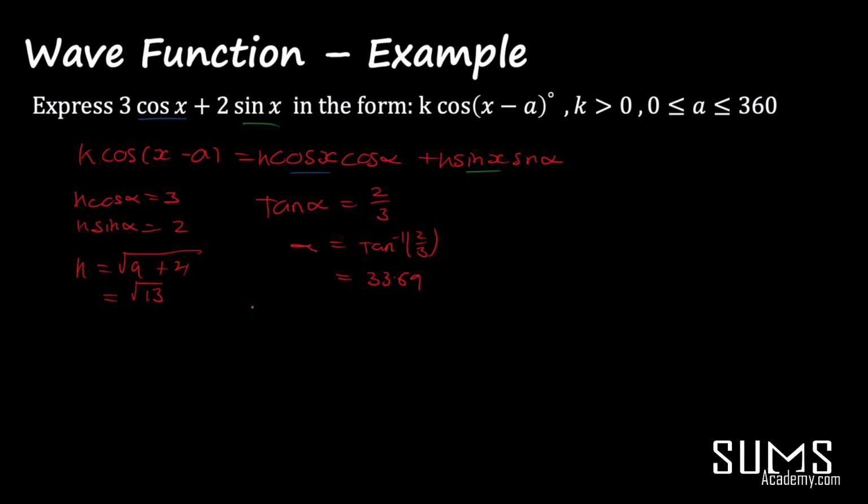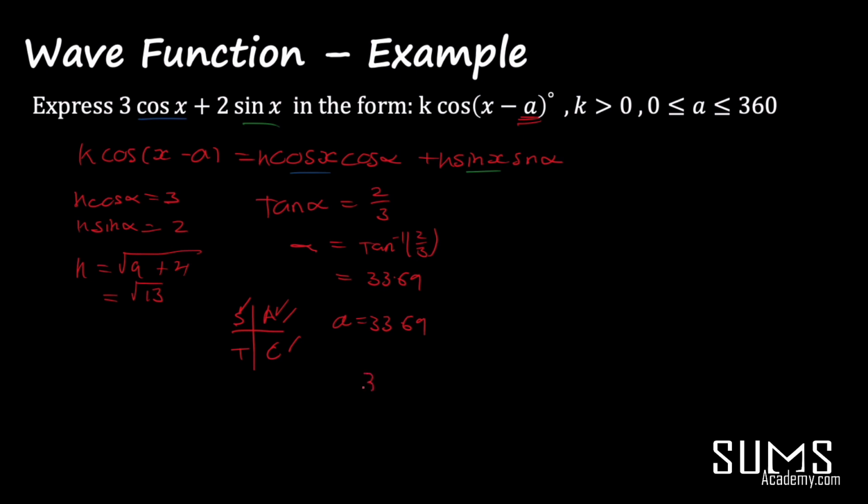Okay, so now we need to think about what quadrant our question is looking at. Right, so here we go back to our coefficients. Cos is positive, so it's going to occur there and there. Sin is also positive, so it's there and there. So we can say that it's going to fall in the first quadrant. So this a here is going to be equal to 33.69.